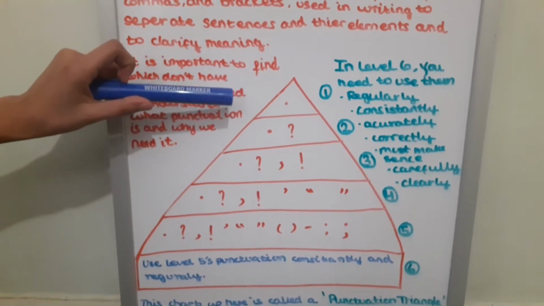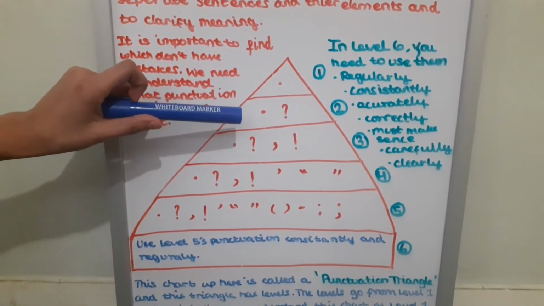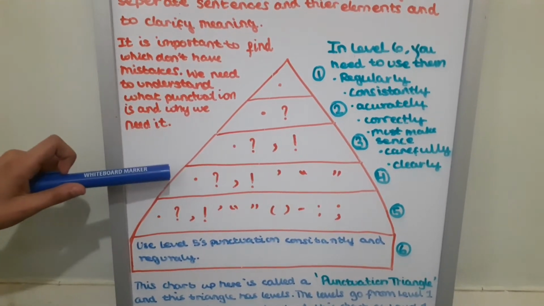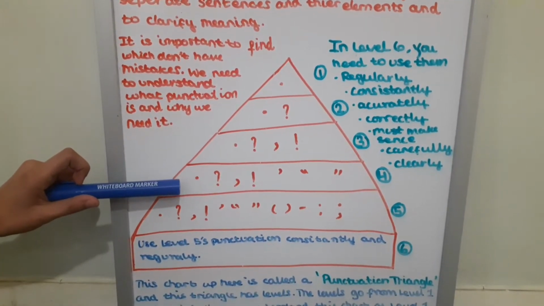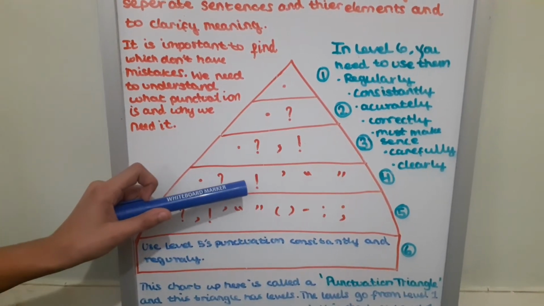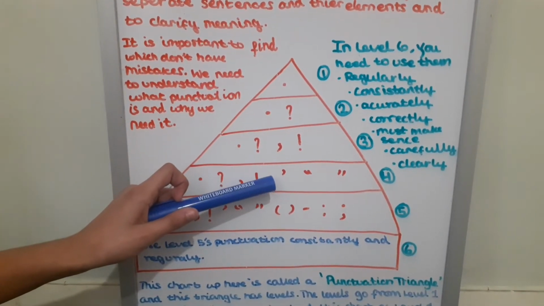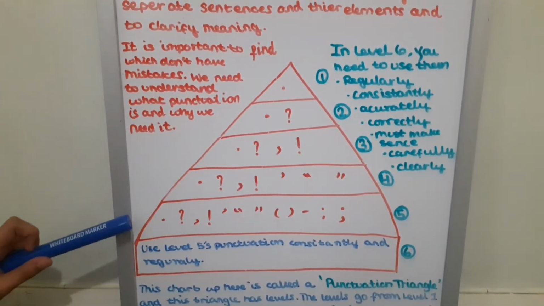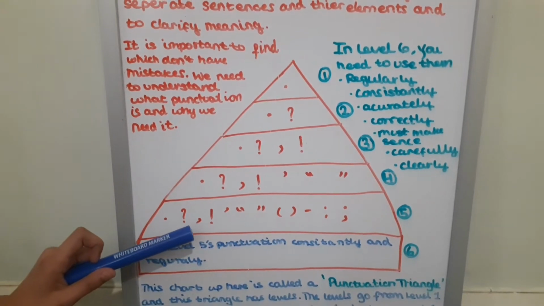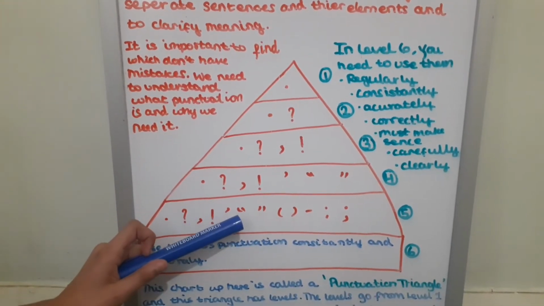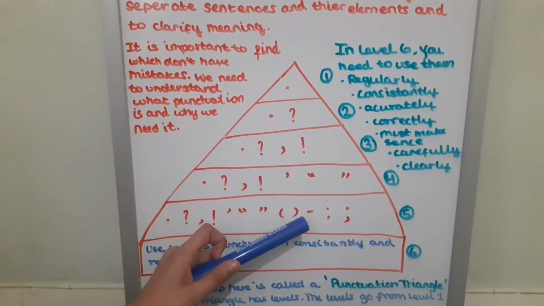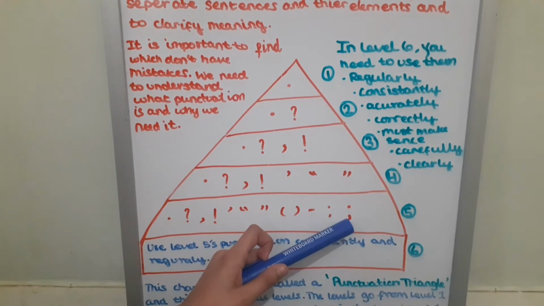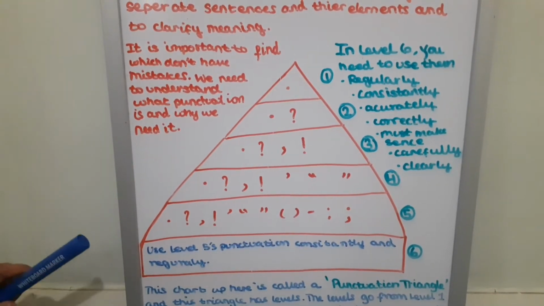Level 1 is full stop. Level 2 is full stop and question mark. Level 3 is full stop, question mark, comma, and exclamation mark. Level 4 is full stop, question mark, comma, exclamation mark, apostrophe, and these quotes. Level 5 is full stop, question mark, comma, exclamation mark, apostrophe, quotation marks, brackets, hyphen, colons, and semicolons. Level 6.